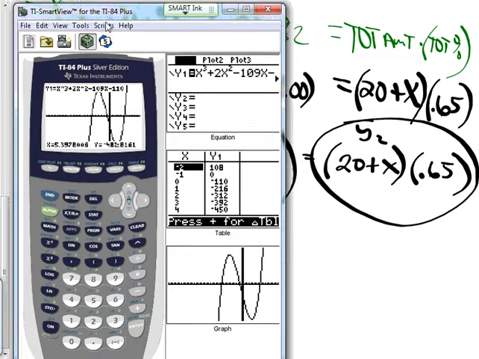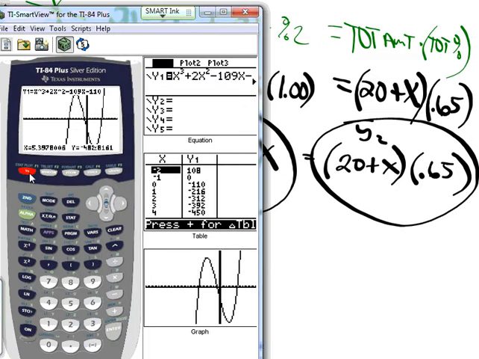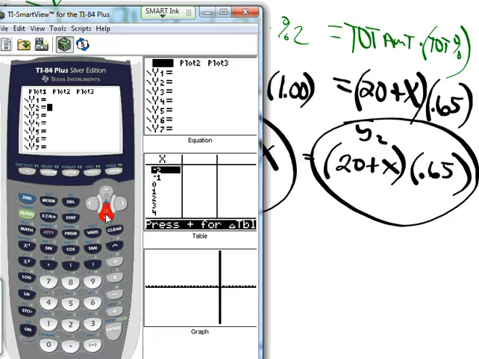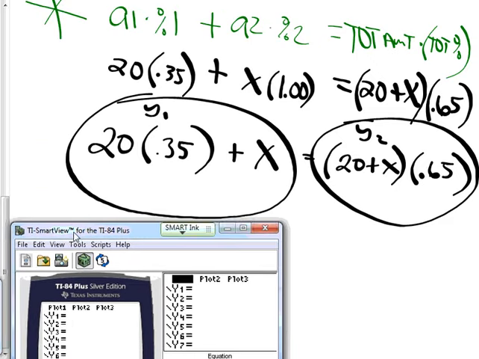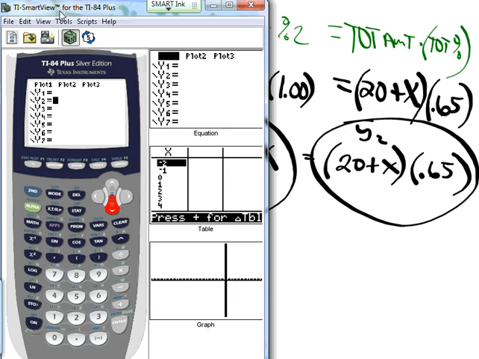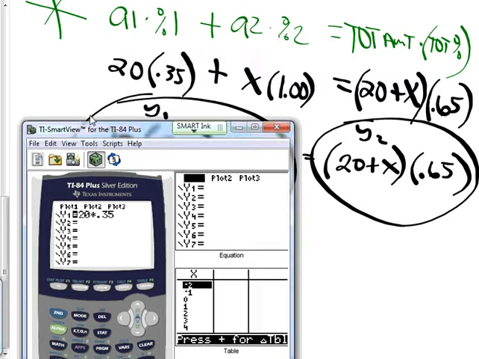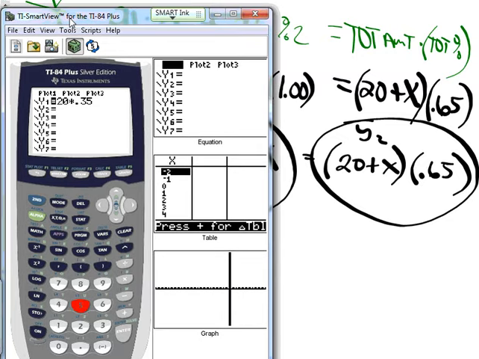All right, so I'm going to go into my y equals, clear it out because I had some old stuff in there, just like you probably do. And now I'm going to put in 20 times 0.35 plus x. So 20 times 0.35, okay, and then plus x. That's my first equation.